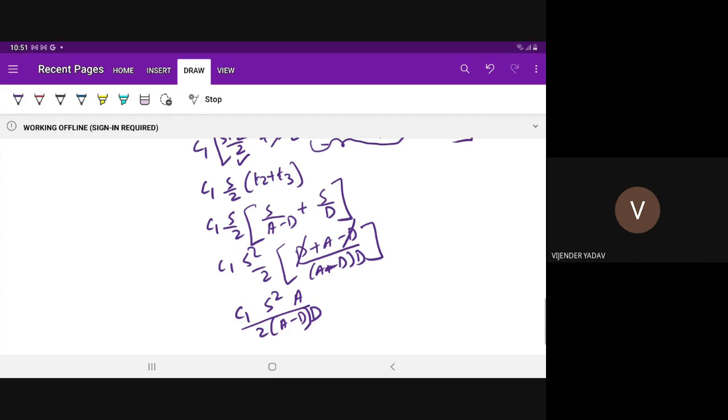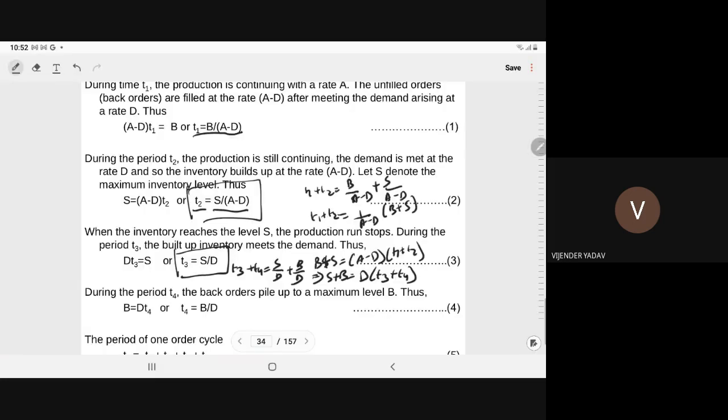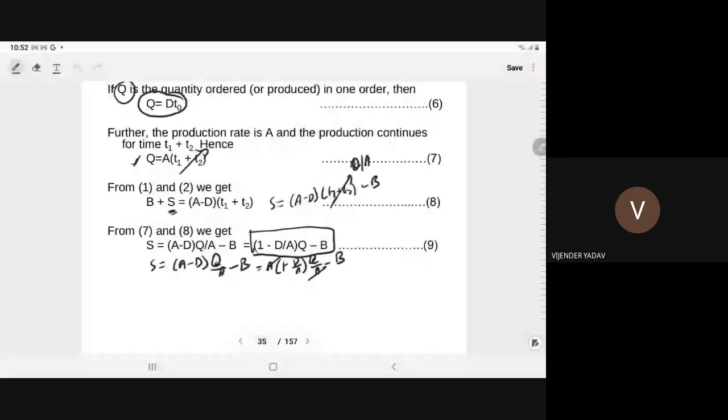And what is the value of S? Or you can write it as C1 S square upon 2. If you take A common, it will become 1 minus D upon A into D. So the A from the numerator cancels out. And what is the value of S? S we just now computed as A minus D upon A times Q minus B, right? So 1 minus D upon A, Q minus B. So that we write here.